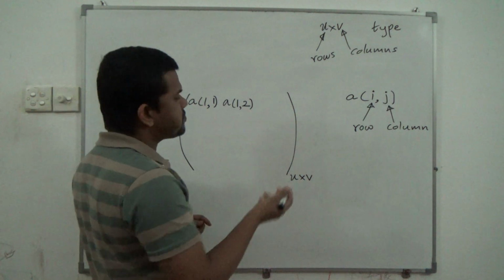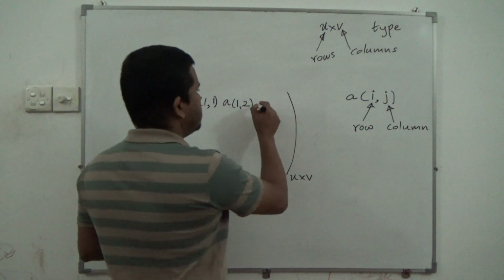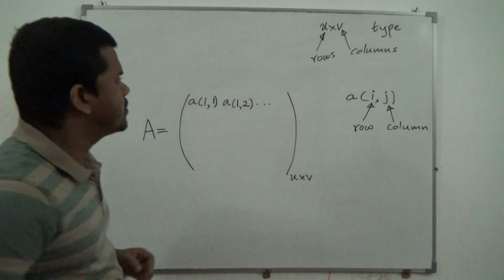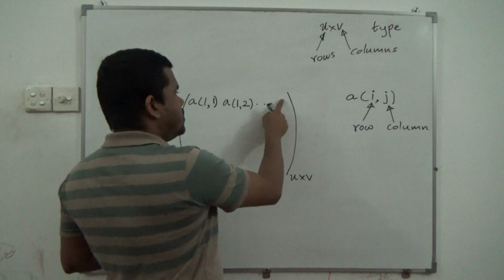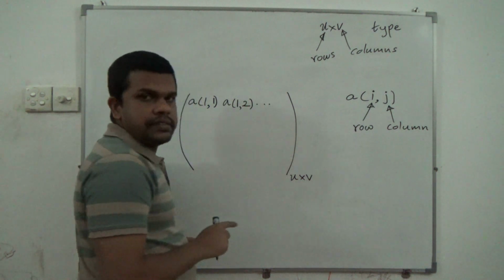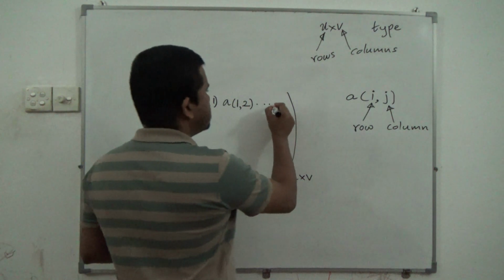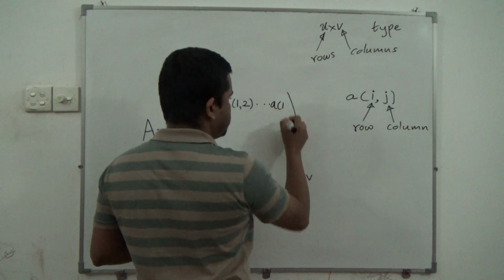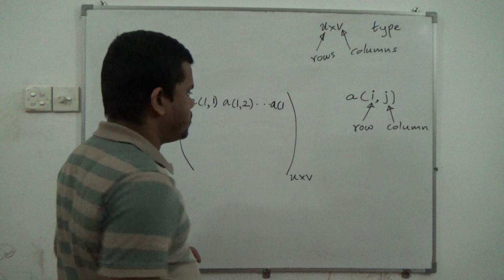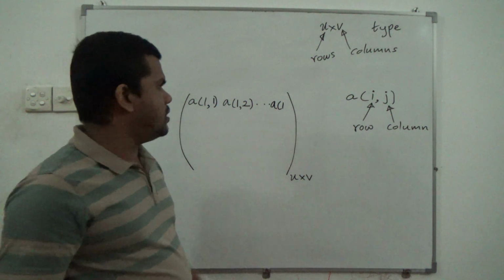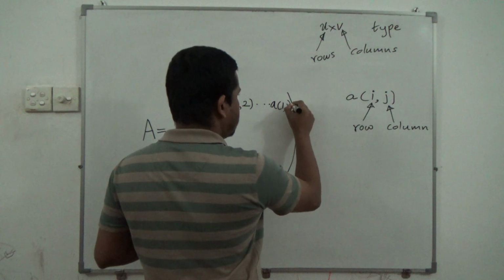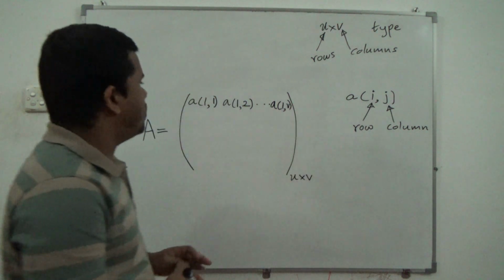Likewise, we can write the elements. The last element of the first row, a, row number is 1. Since there are V number of columns, we can write down 1 comma V.